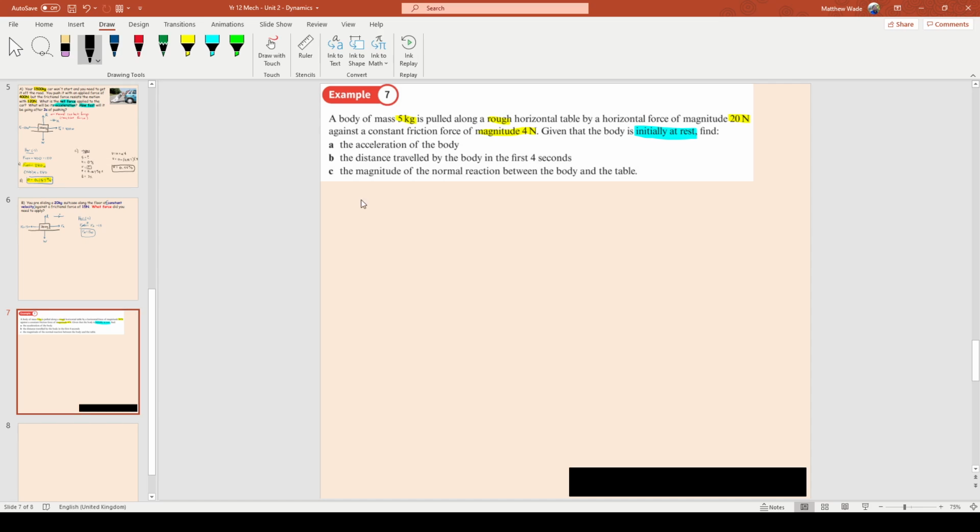Okie dokie, and you're back. Let's check it out. Okay, first step then, find the acceleration of the body. I need a free body diagram. So to start with, let's get that going. It's 5 kilograms. What forces has it got?